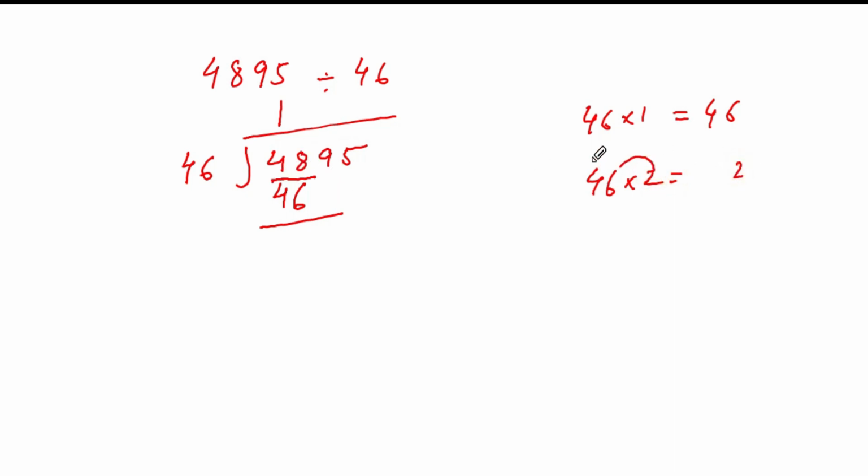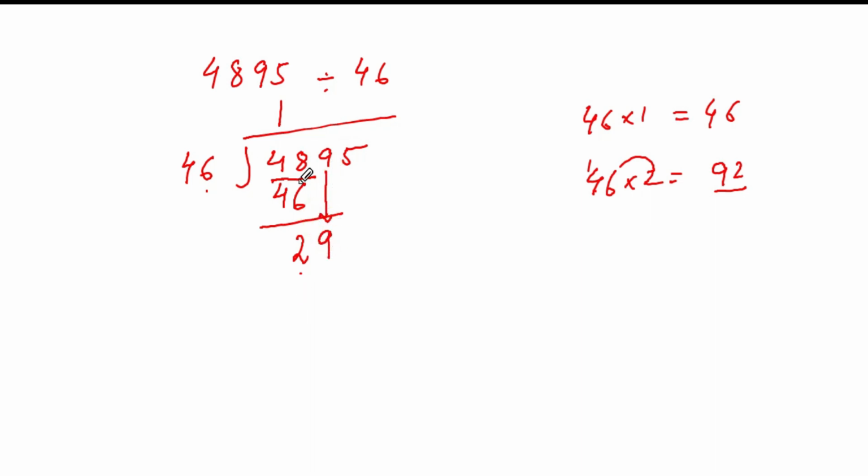That means 2 times 6 is 12, 2 times 4 is 8, plus 1 is 9. So 92 is very much bigger. So that's why we have to take 46. Okay, now we need to take away: 8 minus 6 is 2, and now this 2 is less than 46, right? So what you need to do, you need to take the other digit down, that is 9.